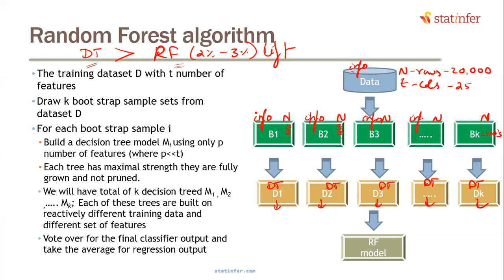So like that, every bootstrap sample contains complete information, which means this decision tree almost gives the same rules as this decision tree, which means this decision tree is almost identical to this one. Every decision tree is almost identical. That means if there are 15 rules in this, 14 are matching. Like that, almost every decision tree is giving the same information, which means we are building a single decision tree, collating it 100 times.